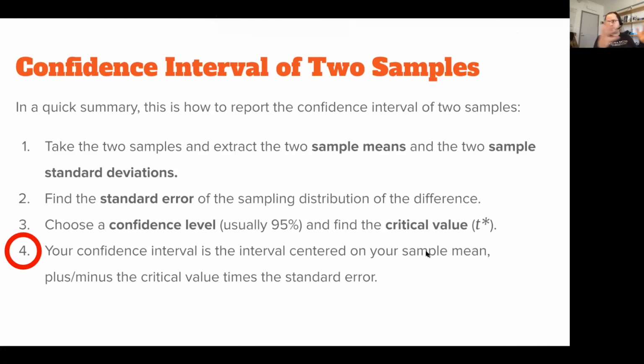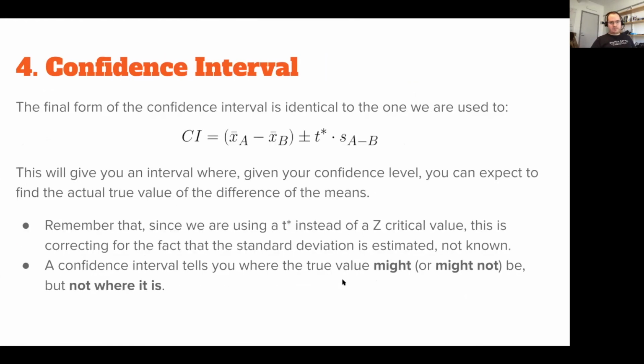That gives you one value, whatever it is. Then you put it there as the center of your interval, plus or minus the critical value times the standard error. So again, this is the final form of your confidence interval. This is a little bit more accurate, which is almost identical to the one we're used to, but with the difference in here.